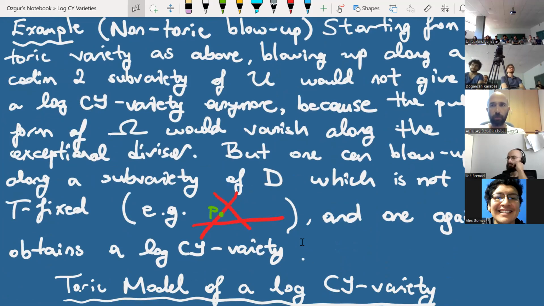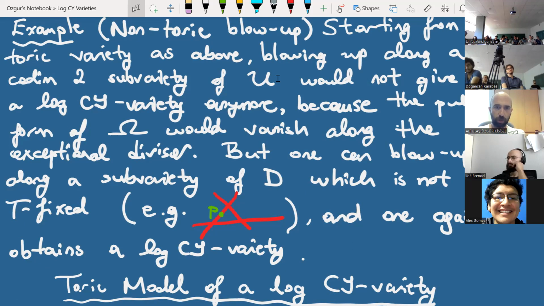One thing we might naively want to do is to blow up at any point, for example, any point of U, the open subset, but that doesn't work. If you try to pull back the form omega, then the pullback would vanish along the exceptional divisor. So you don't get a nowhere vanishing form on the big open set. So that doesn't work. But you can do something in between.